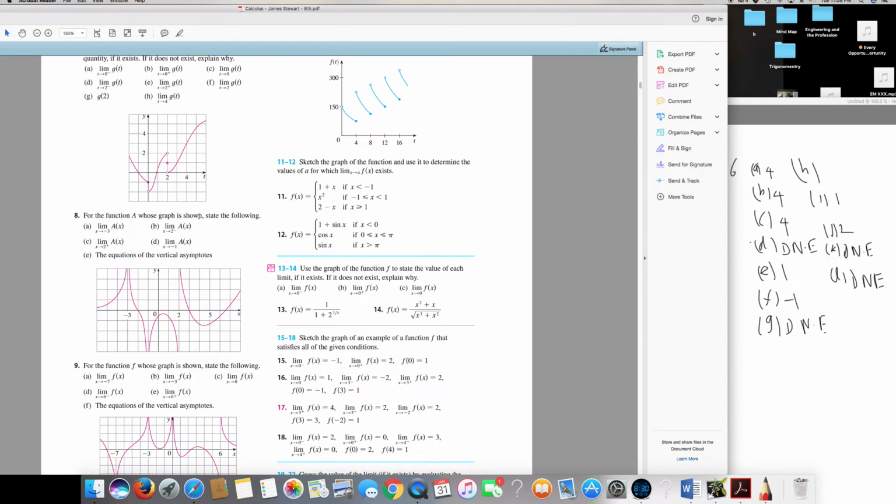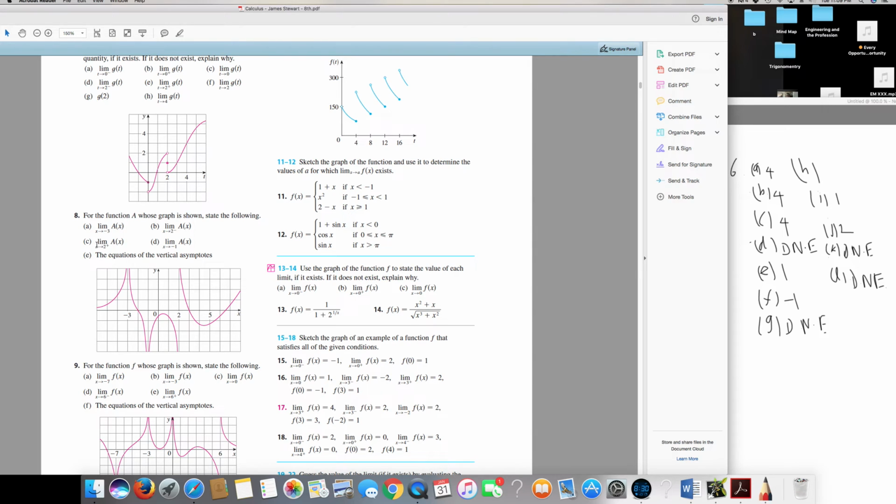For the function A whose graph is given, state the following. So first, the limit as x approaches negative 3. When it approaches negative 3 from the left hand side it's positive infinity. From the right hand side it's positive infinity. Therefore the answer is positive infinity. For the B, they are asking the limit of A of x as x approaches 2 from the left hand side. From the left side, when it approaches 2, it's going to be negative infinity because it's going all the way down, right? So the answer is negative infinity.